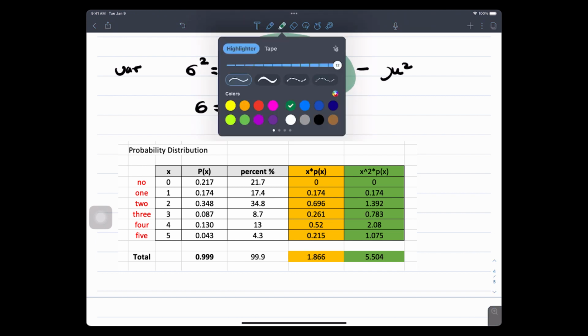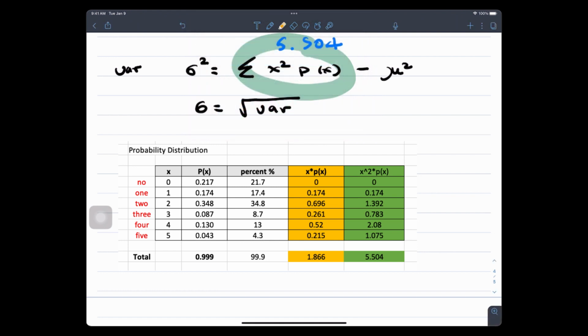Do you guys happen to know what mu is? Oh, what color did we use there? I guess it's orange in this picture. This is mu. That is the sum of x, p of x. What number is that? Did you guys see the number? What number is that? That's mu. This is 1.866. Okay. Now that is mu.